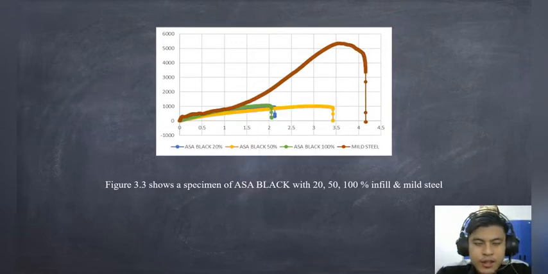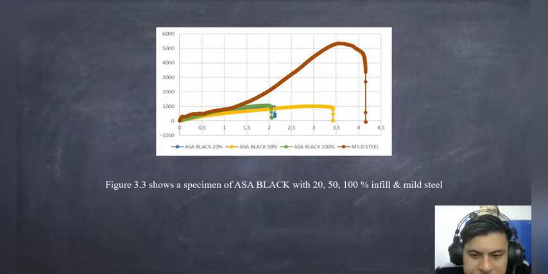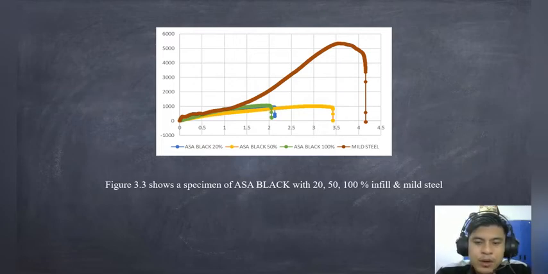Okay, Figure 3.3 shows the specimen of ASA black for the 20, 50, and 100% infill and the mild steel. As we see, the highest is also the mild steel, and the weakest is the ASA black 100%, and the second weakest is the ASA black 20%, and slightly under the strongest is the ASA black 50%. It breaks at almost 3.5 seconds.